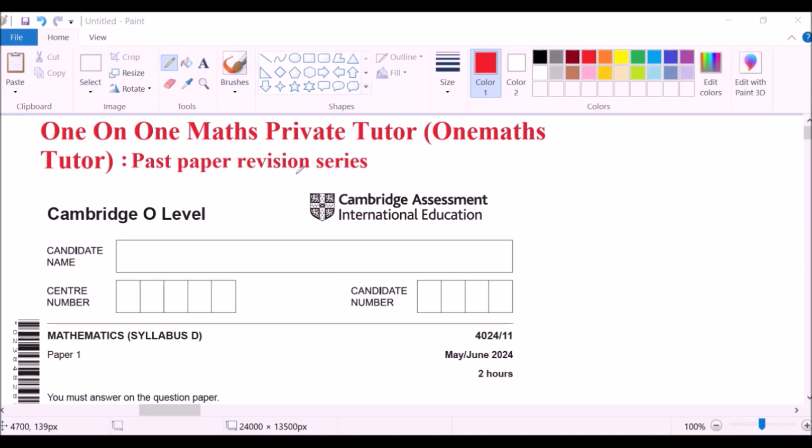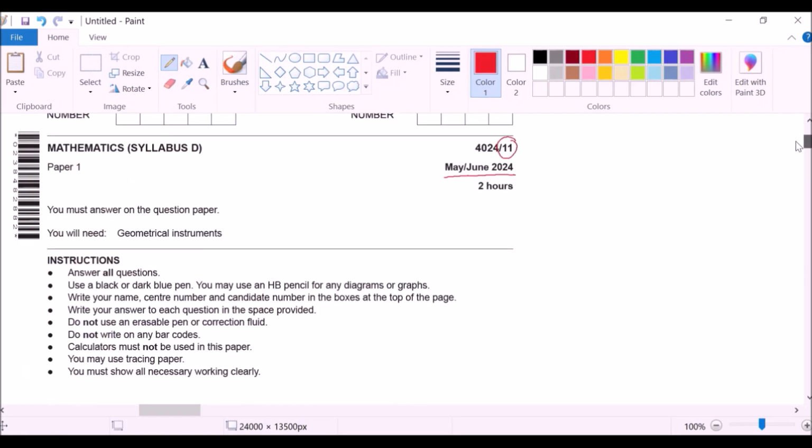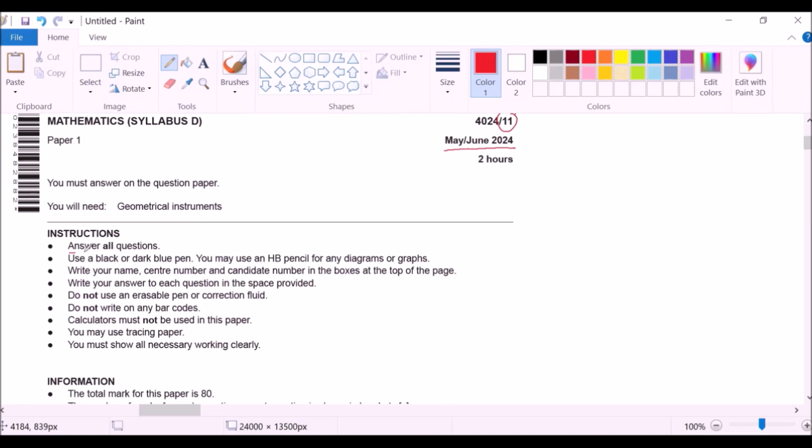Today we are doing past paper revision for May-June 2024 paper 1-4 Cambridge O-Level. First, understand the instructions. Answer all questions. Use black or blue pen and use HB pencils for diagrams and graphs. Write your answer to each question in the space provided, and you must show your working wherever possible. Calculators must not be used in this paper.